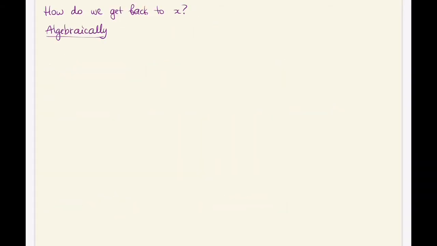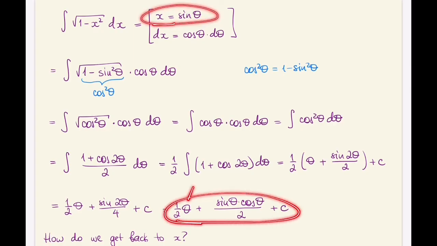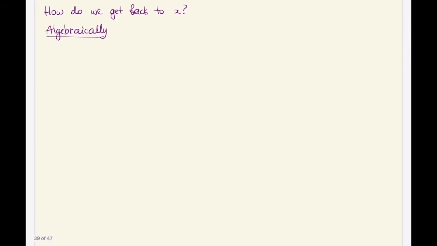So the first thing that we have to remember is the connection between x and theta, and this is given to us by the substitution box. We know that x is equal to sine theta, and we would like to express things like theta, sine theta, and cosine theta in terms of this x now. So let's write down what we have. x is equal to sine theta, which means, by the inverse trigonometric functions, that theta is equal to arcsine of x.